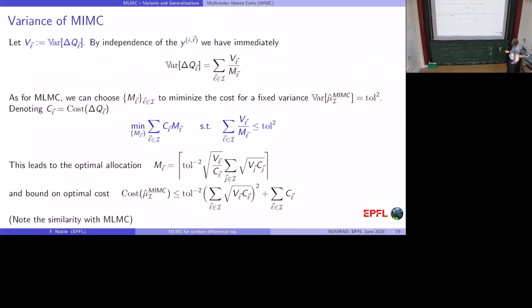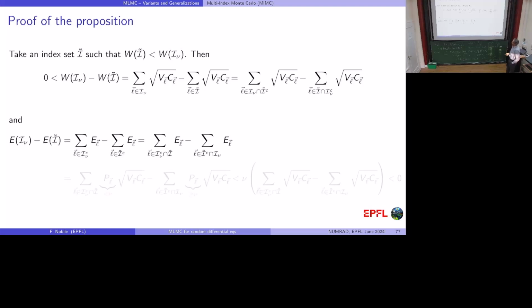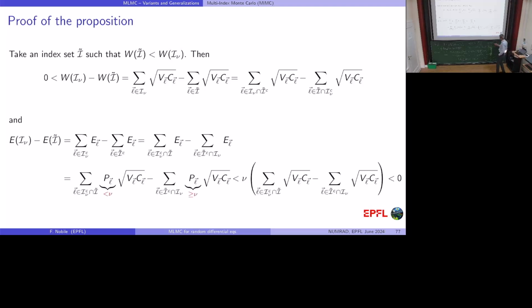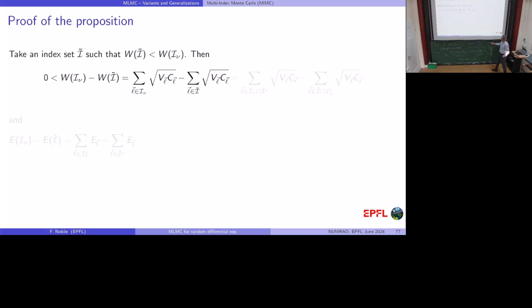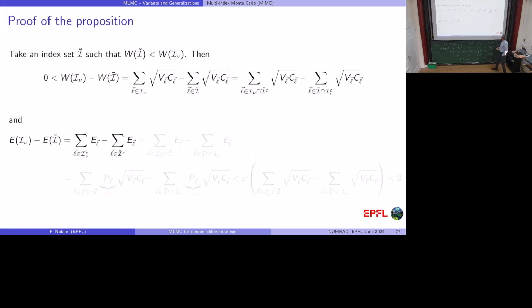Okay, again over time. This is a proof of the statement that these sets are optimal in the sense that, for a given nu, any other set that has a smaller cost will surely lead to a larger error. Okay, so you cannot find another set that has a smaller cost and a smaller error. In this sense it's optimal, and here you have a simple proof of the optimality.